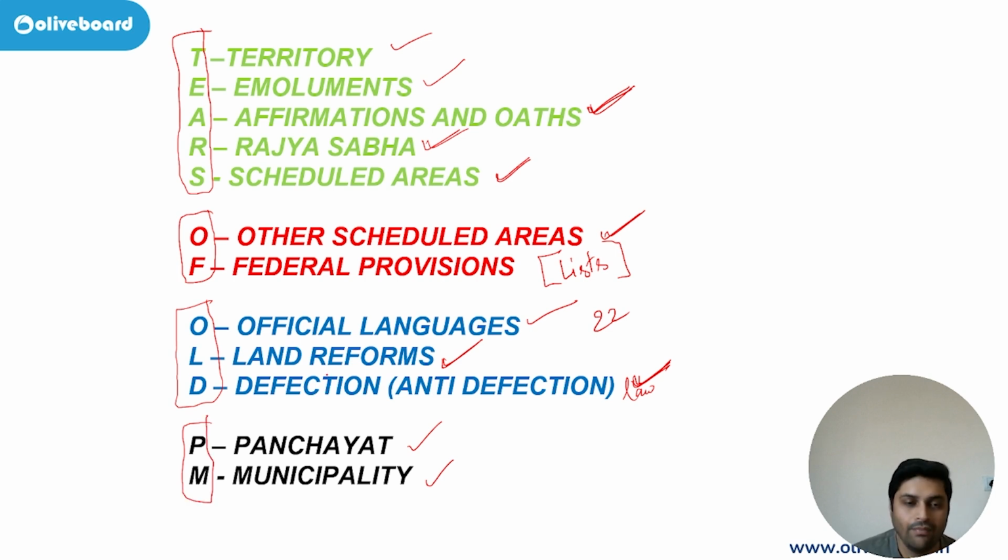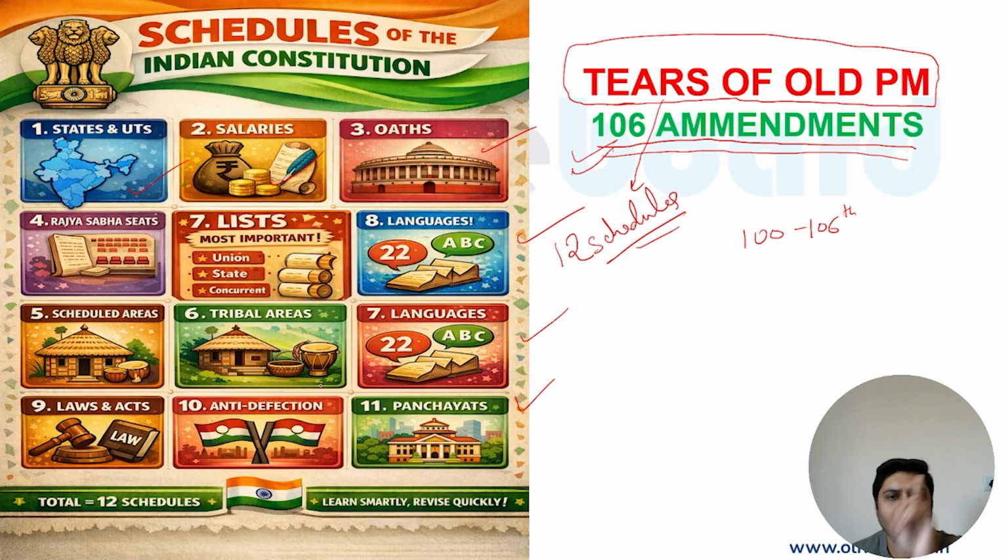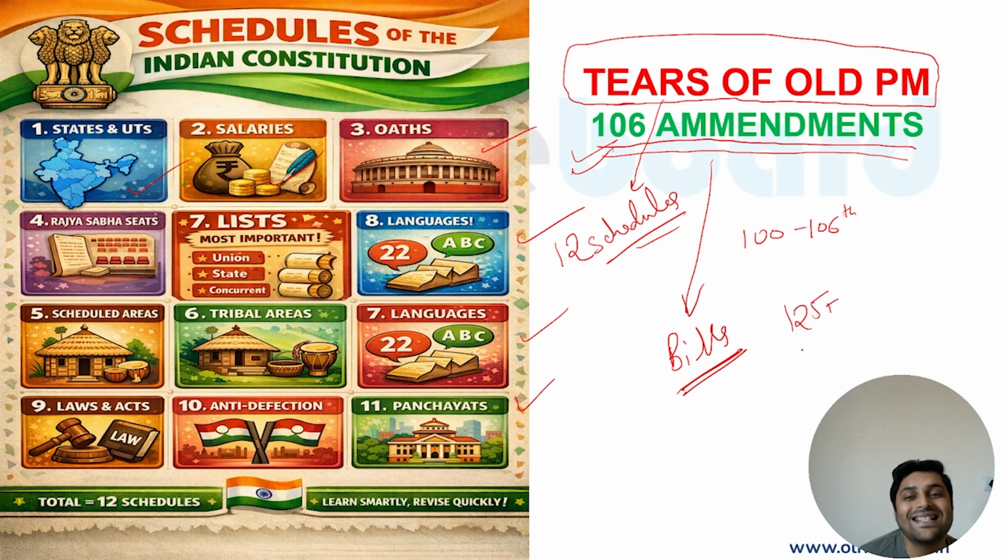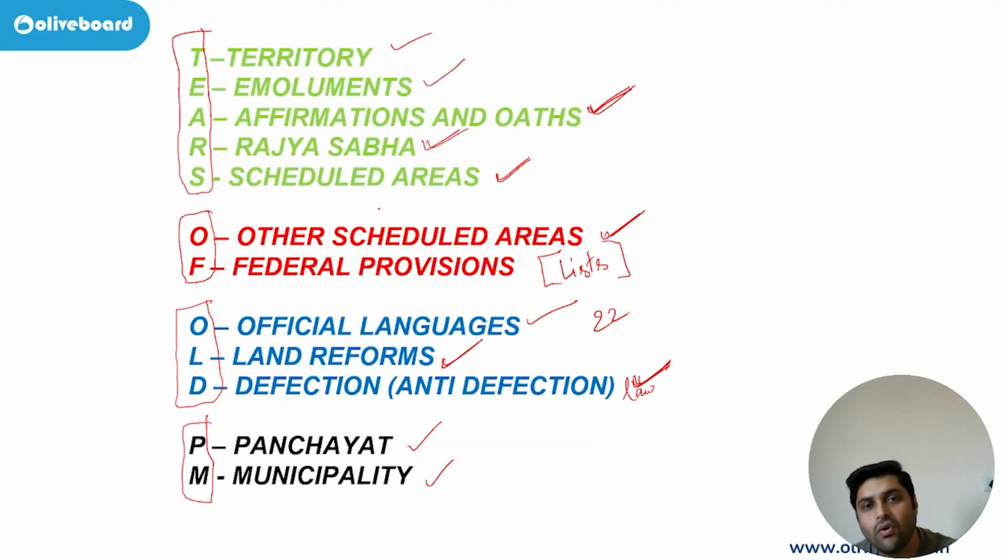Always remember. So, till now, we have tears of old PM for 12 schedules and we have 106 amendments to the Constitution. Please remember, amendments are different from amendment bills. If the question comes, how many amendment bills are there? It is 125 plus. Not all bills will get passed and become an amendment. When a bill gets passed by the parliament, it becomes an amendment act. So how many amendment acts? 106. How many amendment bills? Not so important. Roughly 125 plus. Let us go ahead. We saw the tears of our old prime ministers. This is just a trick.